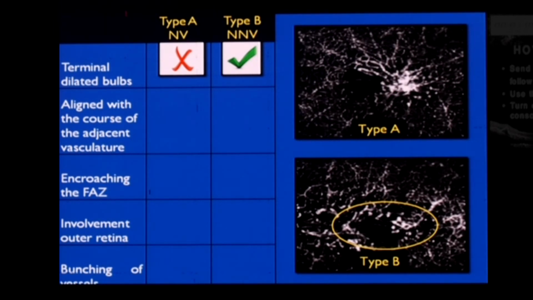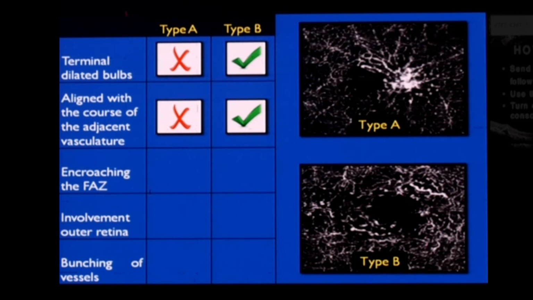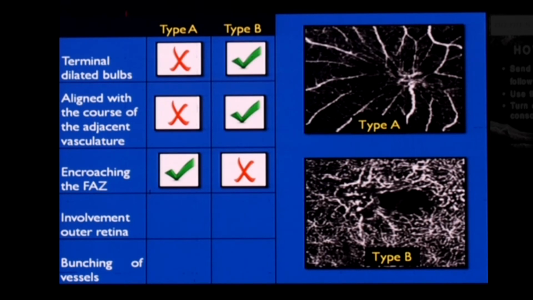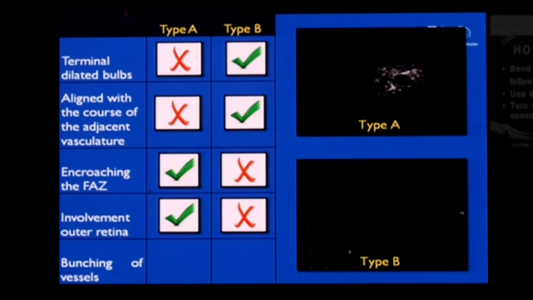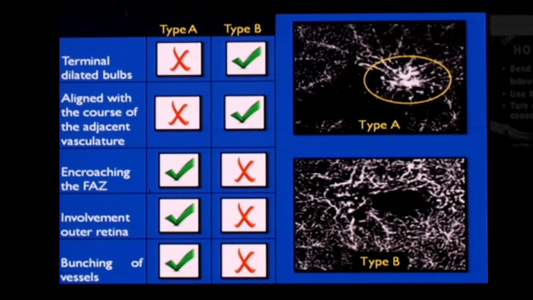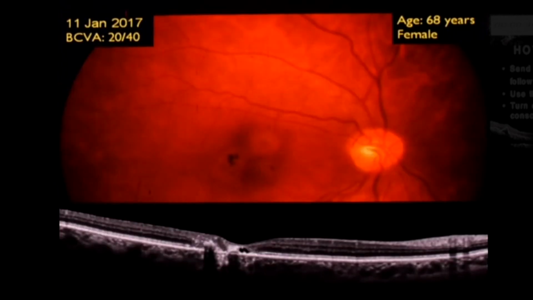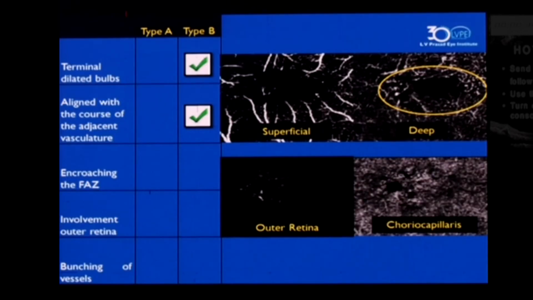Type B, the non-neovascular net, has these two characteristics: terminal dilated bulbs, and they are usually aligned along the course of the adjacent vasculature. And type A will have these three abnormalities: encroaching of the foveal avascular zone, involvement of the outer retina, and bunching of the vessels. So these three would form type A. Any one of the type A characteristics seen in type B would also make it type A. That is very logical.